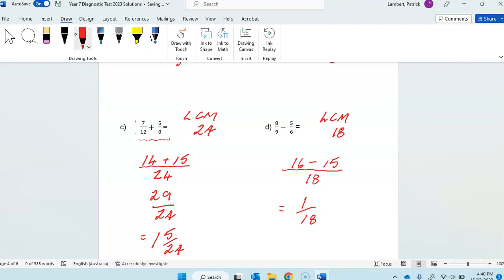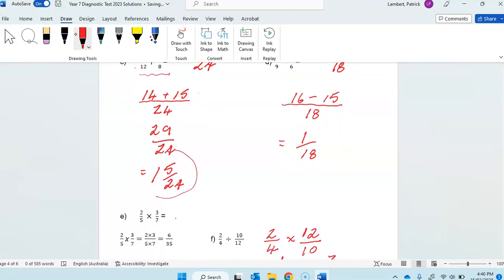2 7s are 14, plus 3 times 5, because 3 8s are 24. So that's 15, 29 over 24. And strictly speaking, you should have taken it down to 1 5/24.